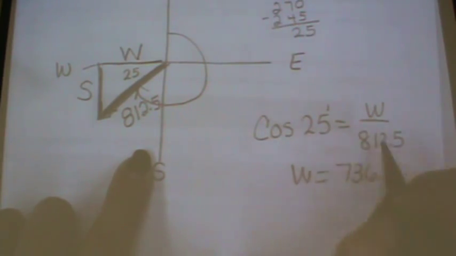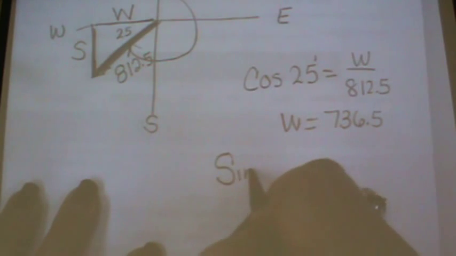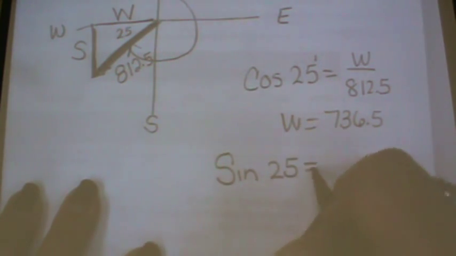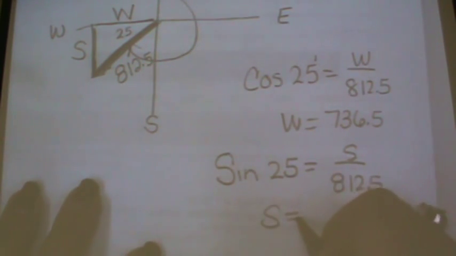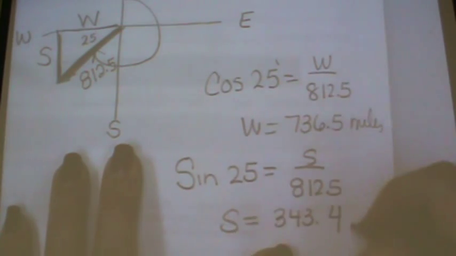736.5, cross multiply. And south is going to be sine. Sine of 25 is south over 812.5. And multiply, south is 343.4. And these are both miles.